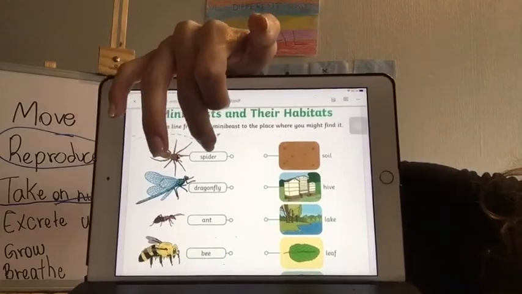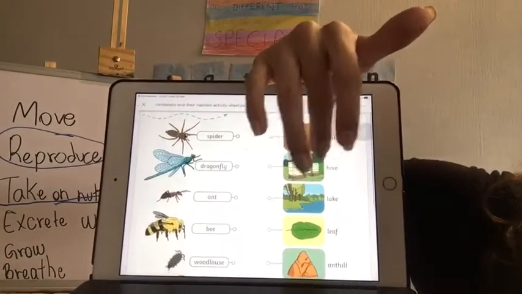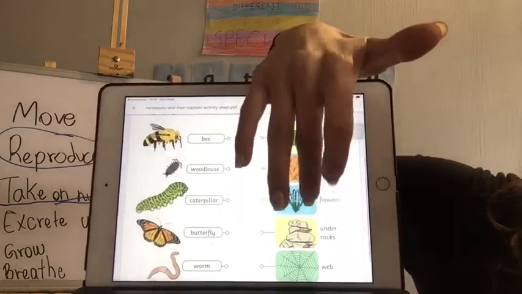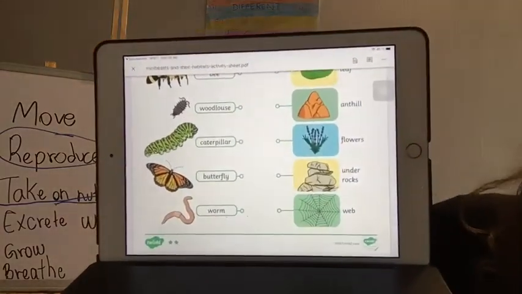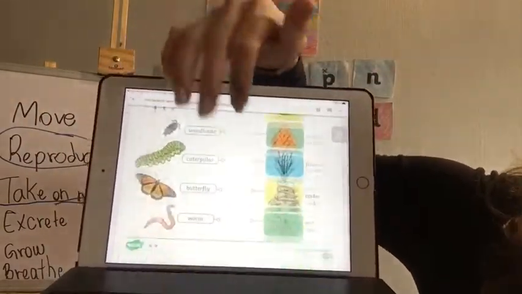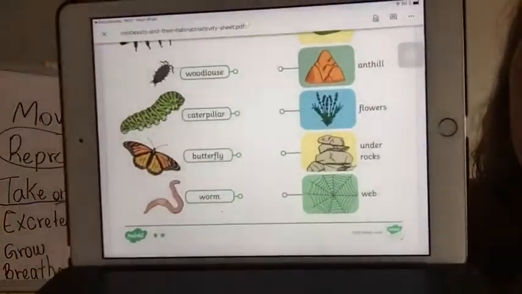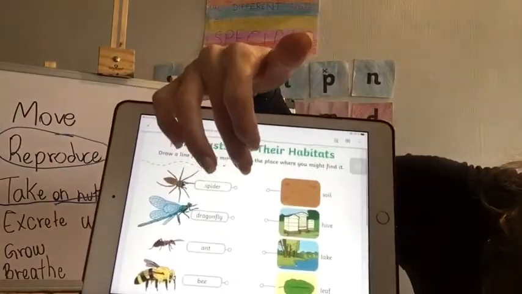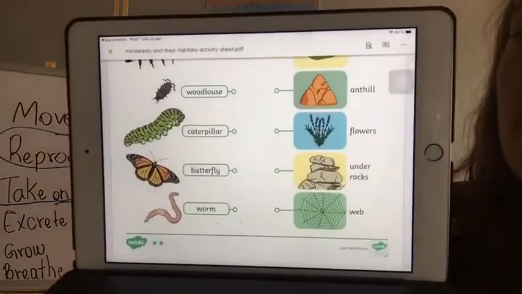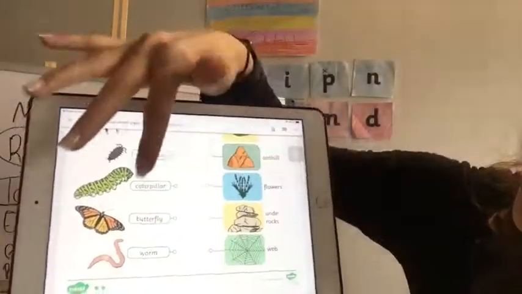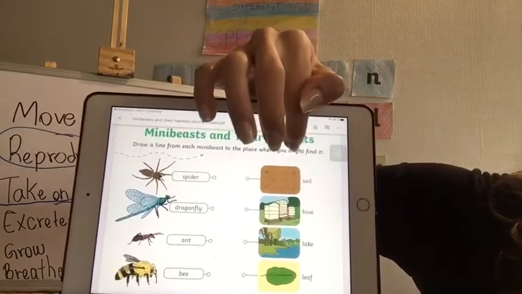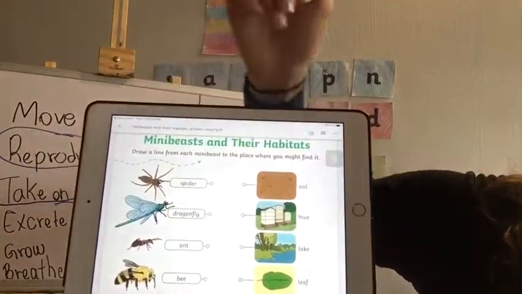Okay, where do we find spiders? The soil, in the hive, the lake, leaf, anthill, flowers, under rocks or web. That's it. We can find spiders in the web. And then you just need to make a line matching where these mini beasts live.